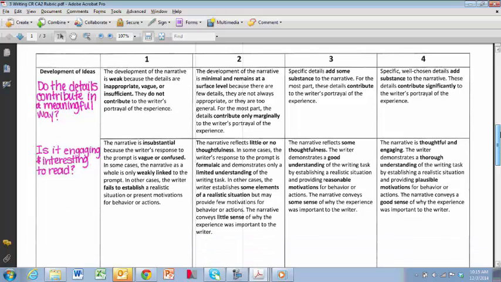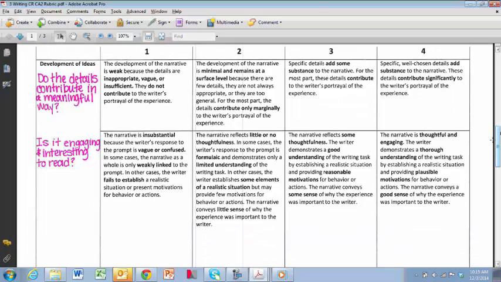The next strand is around ideas, and this really has to do with, are there good details and is it interesting to read? Does the writer write something that is really fun for me as a reader to read? So again, do the details contribute? This would basically be a no, and these are levels of yeses. And then is it engaging and interesting? This is usually a no. This is not really, but maybe there's a little bit of a realistic situation that could be interesting if given a little bit more development.